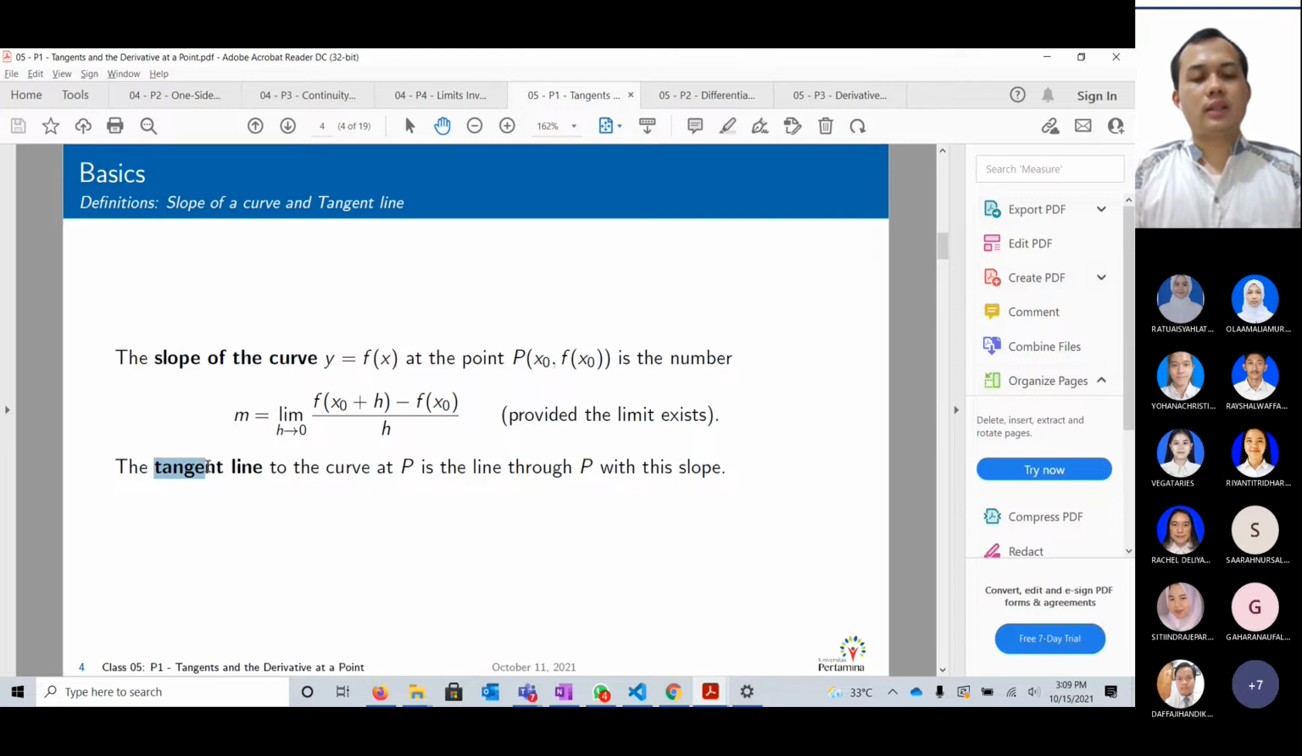Now, what is tangent line? Tangent line to the curve y equals to f of x at the point P is the line through P with this slope. Jadi apa itu tangent line? Tangent line itu artinya adalah garis singgung dari kurva y sama dengan f x pada titik P, ya, jadi yang menyinggung satu titik tertentu dengan kemiringan m.